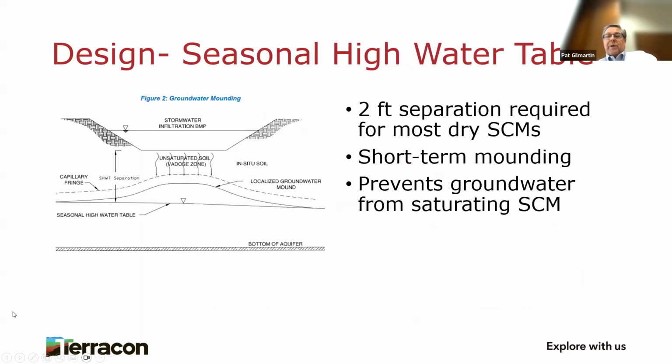Most dry stormwater control measures are going to require a minimum of 2-foot separation from the bottom down to the seasonal high water table, and these include infiltration systems, permeable pavements, sand filters, and bioretention cells. The separation distance allows for short-term mounding of the groundwater in the unsaturated zone during infiltration down from the stormwater control measure without causing groundwater to flood the stormwater control measure. The manual also says that with detailed modeling, you can limit that distance to 1 foot if you can prove that it's not going to mound up into the stormwater control measure.